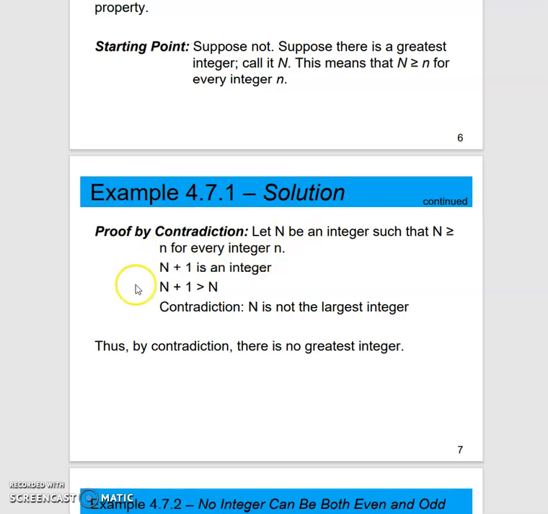Well, what if I add 1? Big N plus 1 is an integer, and big N plus 1 is bigger than N. Well, that's a contradiction. I just said N is the largest, and now I've got one that's larger. So this is a fairly short one, but you can hopefully see the logic we're going to use. And notice our very last statement: by contradiction, we're then concluding the initial thing we wanted to show.